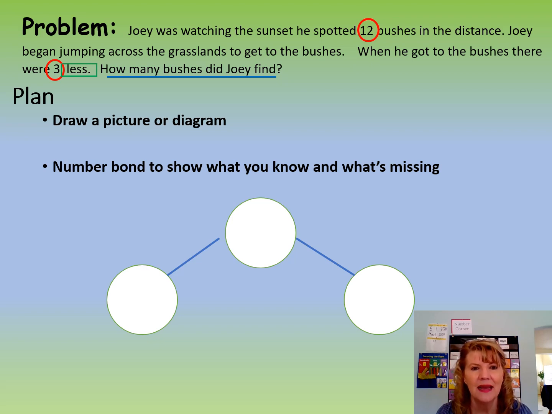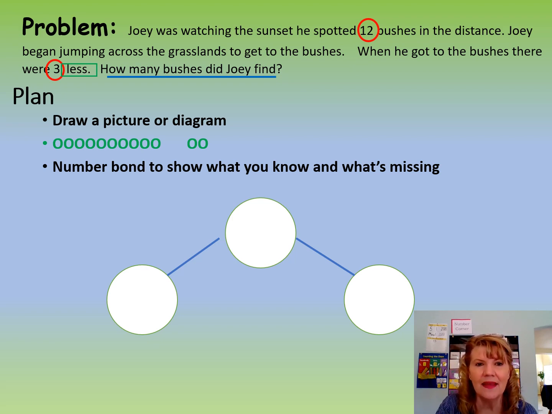Okay, now we're going to plan. We're going to draw a picture or a diagram. Let's start with drawing a picture. I drew 12 bushes. Well, they're 12 circles. They represent the 12 bushes that Joey saw. Then, when he got there, there were 3 less. So I crossed out 3 of my bushes or circles, and then I count how many I have left, and that's my answer.